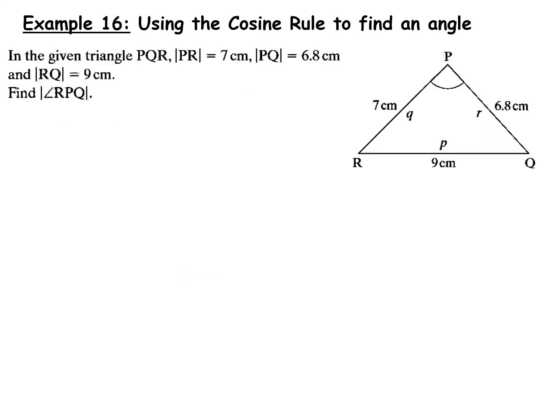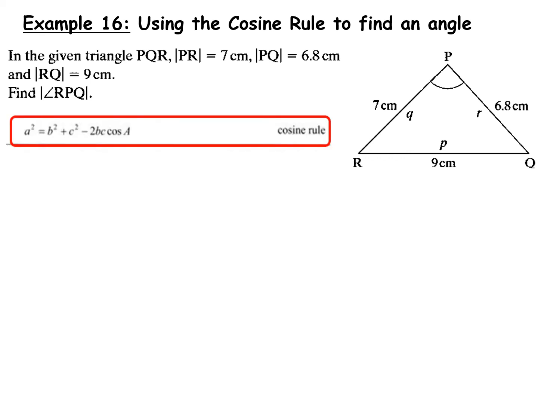So example 16, let's use the cosine rule to find an angle. In the given triangle PQR, PR is equal to 7 centimeters, PQ is equal to 6.8 centimeters, and RQ is equal to 9 centimeters. Find angle PQR. It's all given to us there on the diagram. We're looking for the angle at P, and they've labelled it PQR, but we know we're going to need to label it ABC to work with our formula.